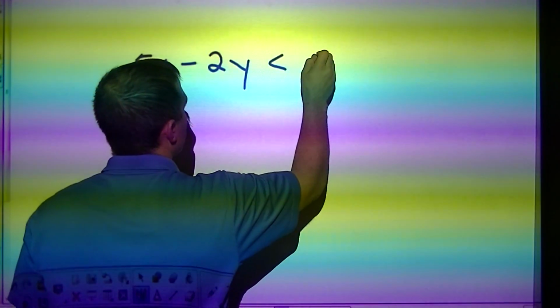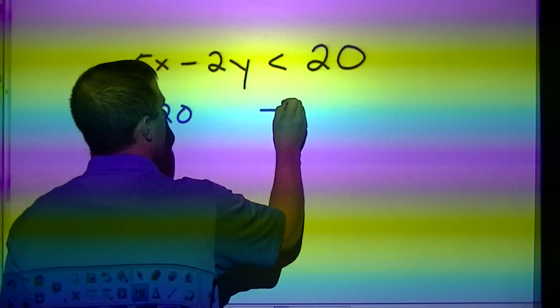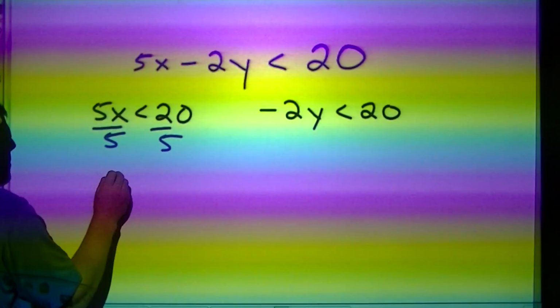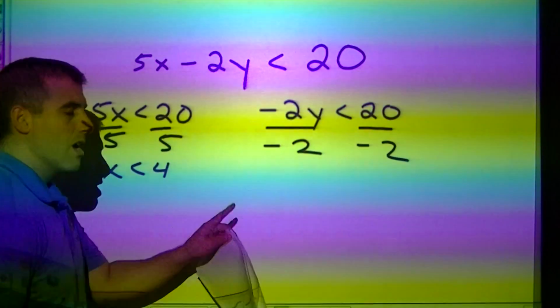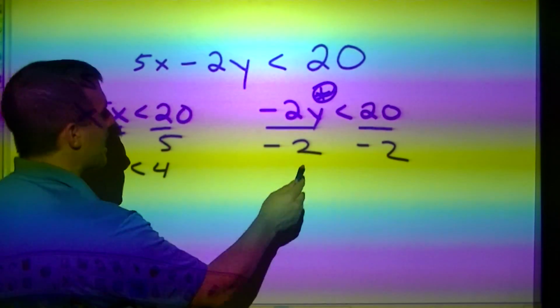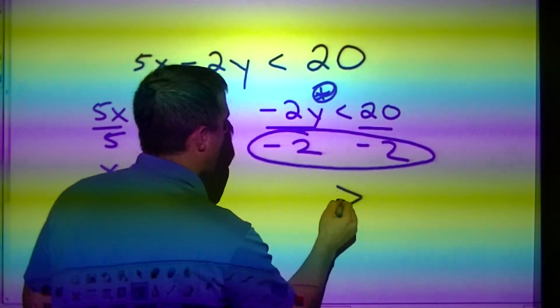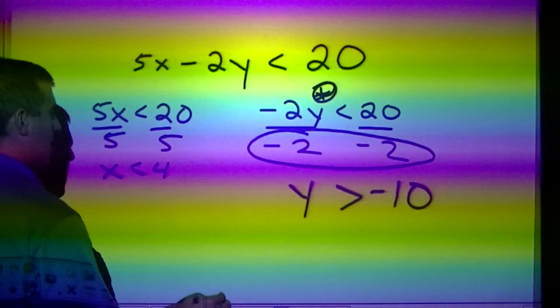Now, there is one thing you have to watch out for when you do these. If I have something like this, 5x minus 2y is less than 20. I divide by 5 here. That's going to be x is less than 4. I divide by negative 2 here. Now this is important. Only for the y does this matter. If I divide by a negative, I've got to turn that inequality around. Only for the y, not for the x. So this is what I got here.